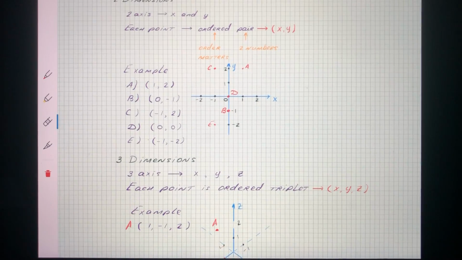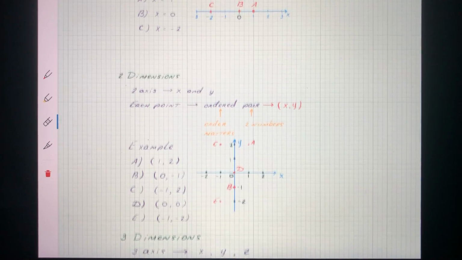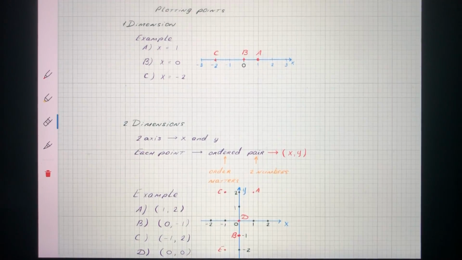And this is a quick reminder of how to plot in 1 dimension, 2 dimensions, and 3 dimensions.